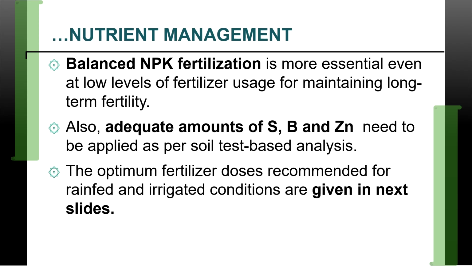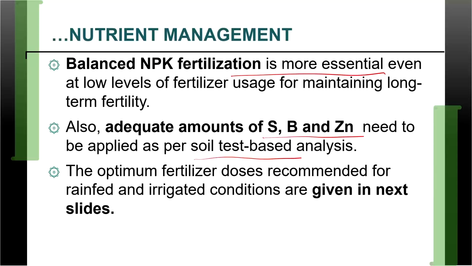And of course, balanced NPK fertilization is the key, and is even more essential at low levels of fertilizer use for maintaining long-term fertility. Also, an adequate amount of sulfur, boron and zinc needs to be applied on a soil test basis. Now, a lot of emphasis is being given by the Government of India on the soil health card, where different parameters of soil are tested and report cards are provided, according to which the nutrients should be supplied to the soil. So, this is your balanced nutrition.